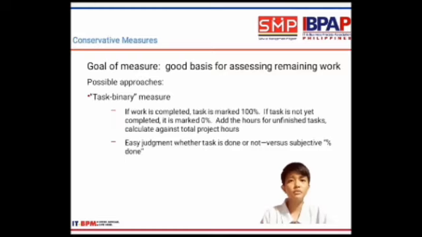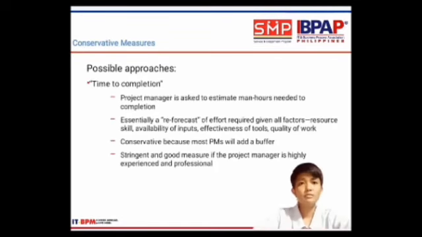Easy judgment whether the task is done or not, versus subjective percent done. Possible approaches. Time to completion. The project manager is asked to estimate man-hours needed to completion. Essentially, a forecast of effort required given all factors: resource skill, availability of inputs, effectiveness of tools, quality of work. Conservative because most PMs will add a buffer.